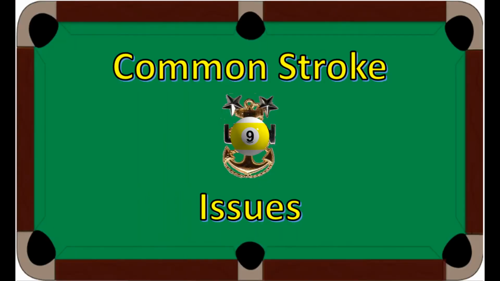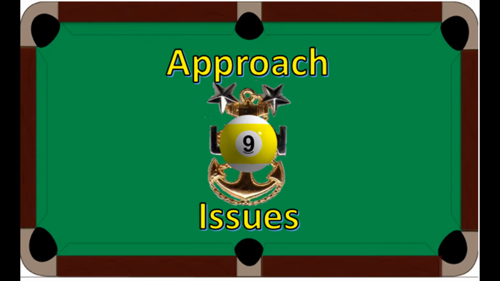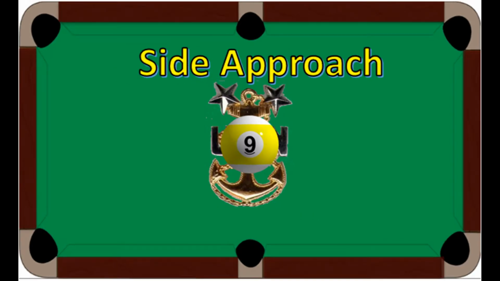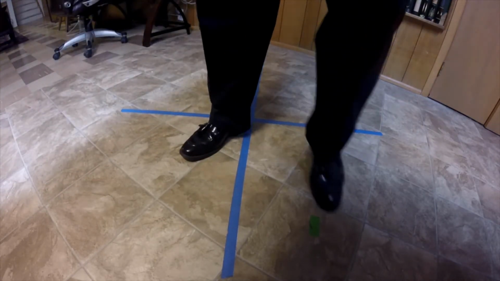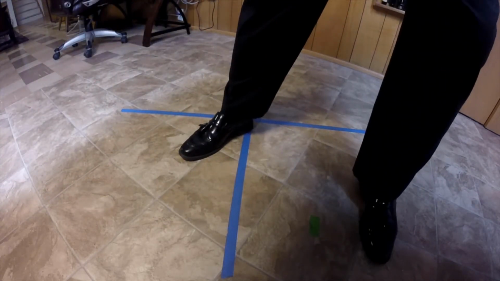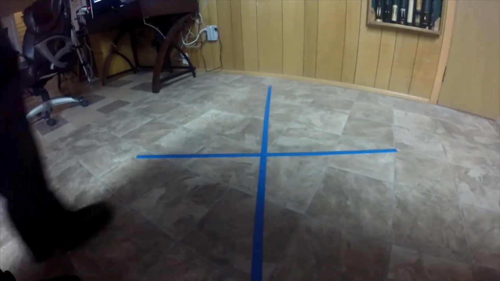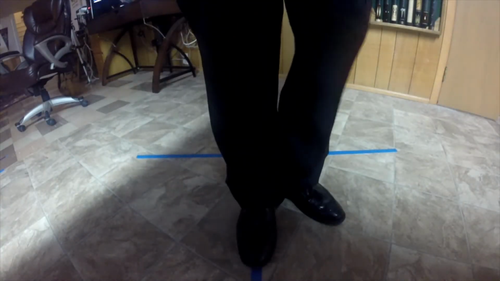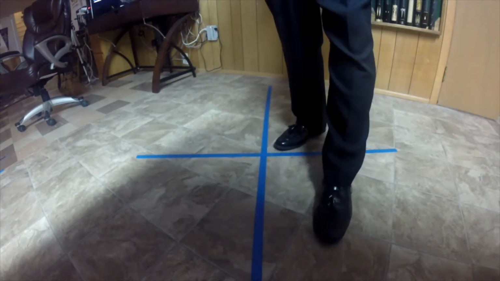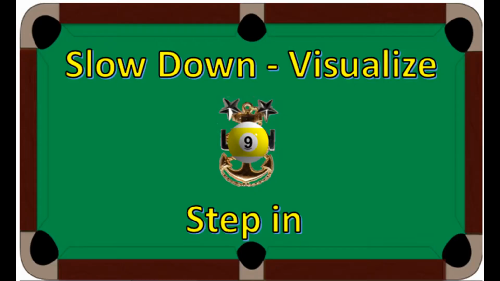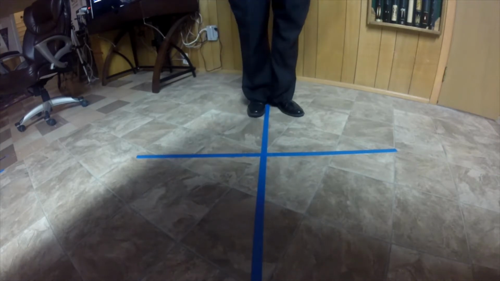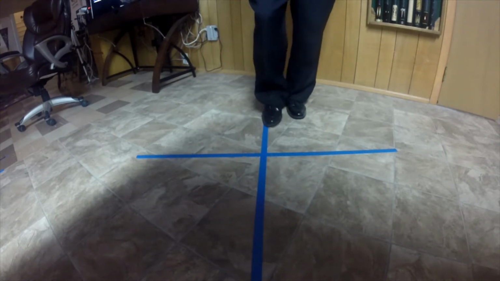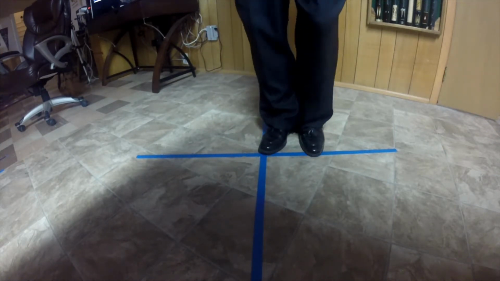We will now look at some common flaws as seen by the cameras. We'll start with the shot approach. Shot alignment begins with the player's approach. Stepping into the shot from the side, or backing into the shot from near the table, are less likely to result in placing your dominant foot on the shot line. Slow down. Visualize the shot from behind the cue ball and step into the shot with your dominant foot.